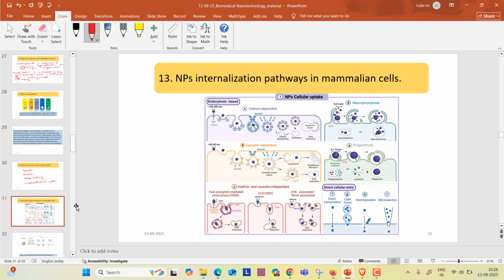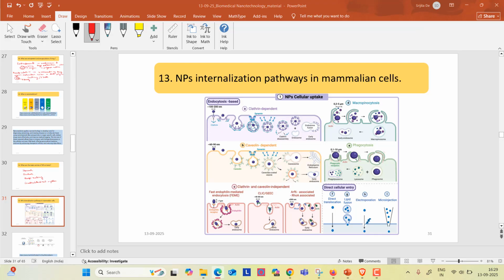Next, nanoparticle internalization pathways in mammalian cells. So now nanoparticles are coming into our blood, but from the blood, how are they going to the particular cells where they need to act, right? So how is that reaching the particular cell? In this internalization process in mammalian cells, there are 5 or 6 processes. Okay. So what are these 5 or 6 processes?